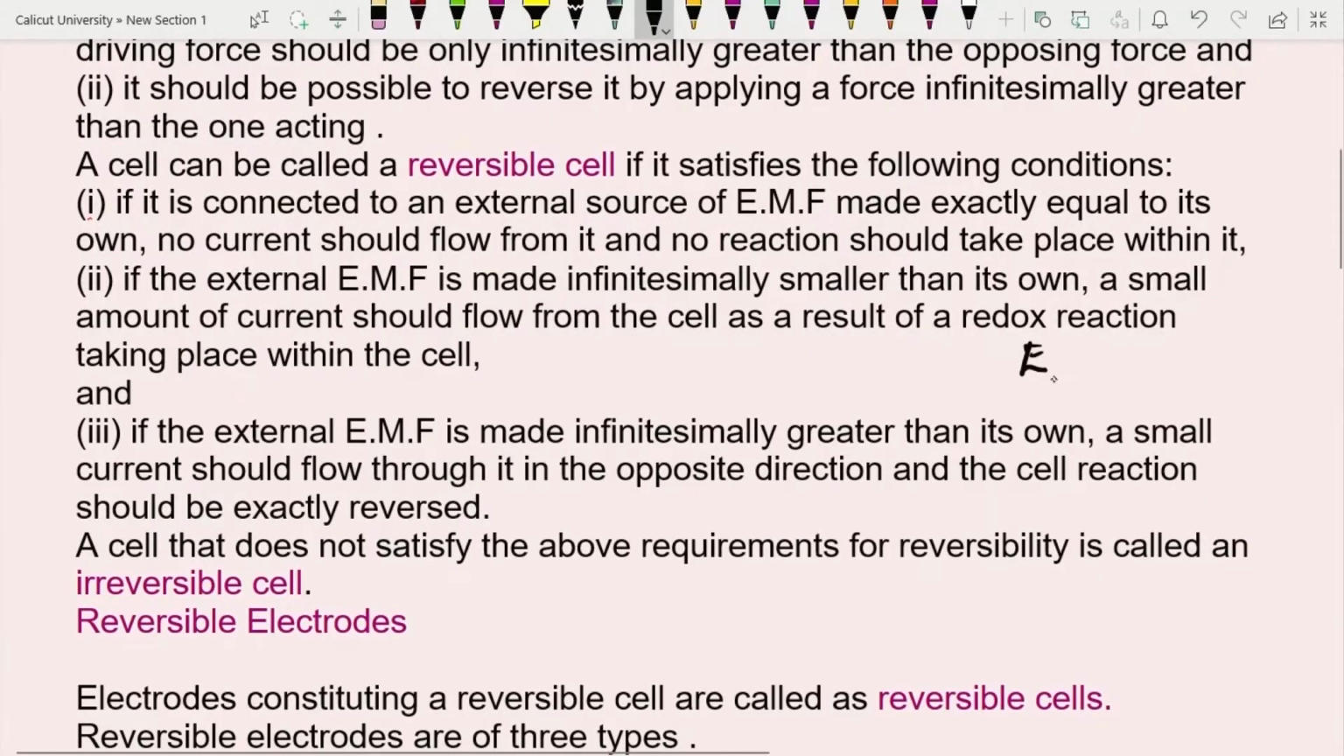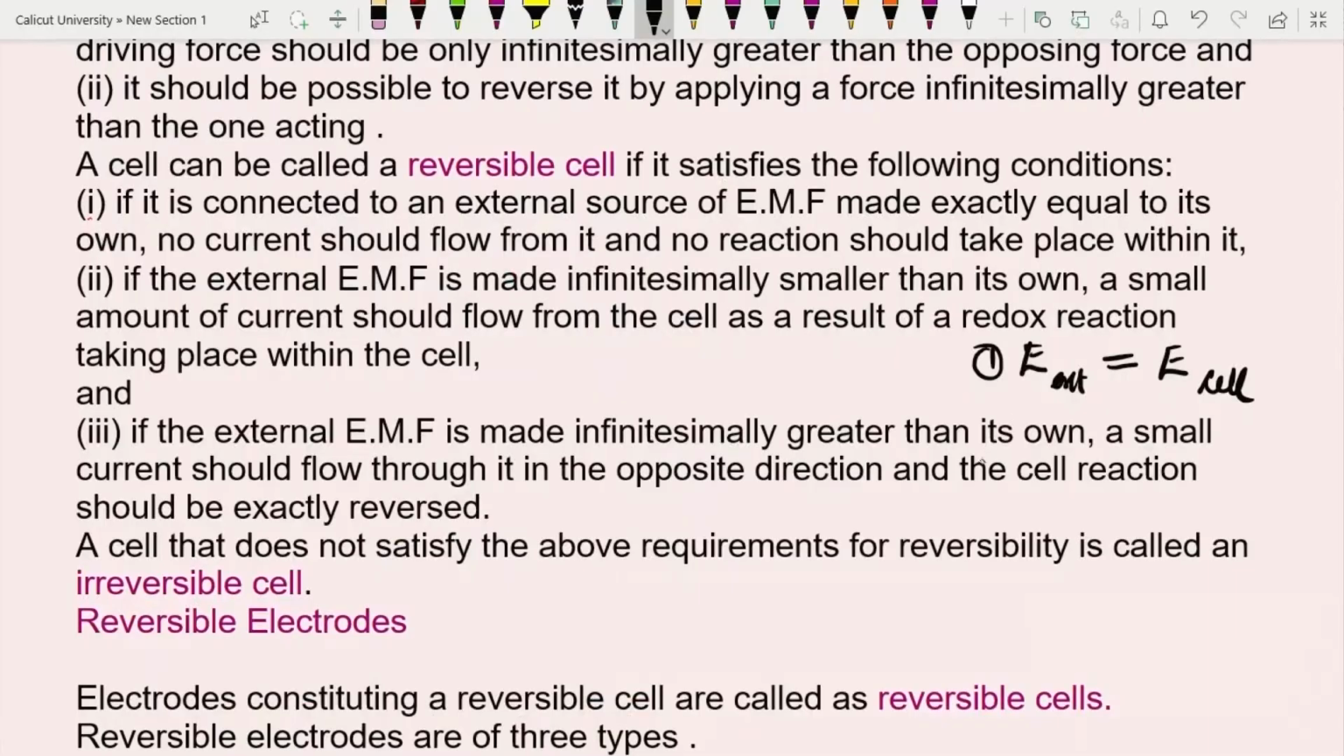So, here we connect the cell to a potential equal to the EMF of the cell. Now, no current should flow through the circuit. So, this is the first condition: the external EMF is equal to the EMF of the cell. Under this condition there is no flow of current. Now, I am going to make the external EMF slightly smaller than the EMF of the cell.